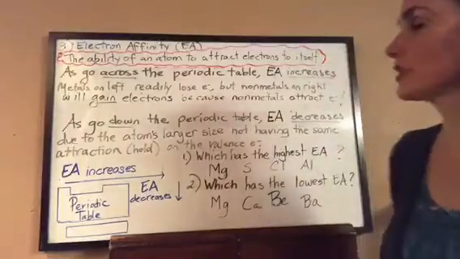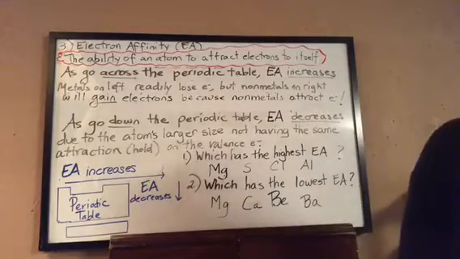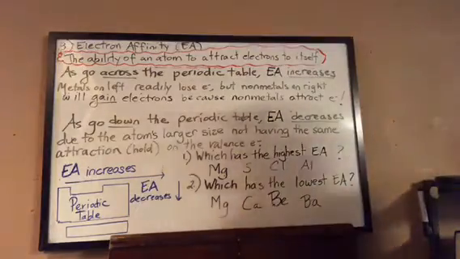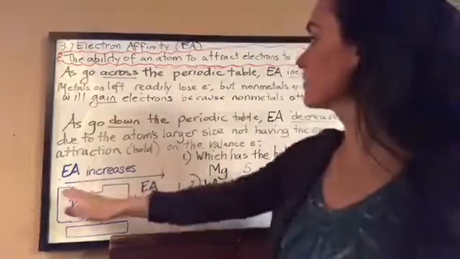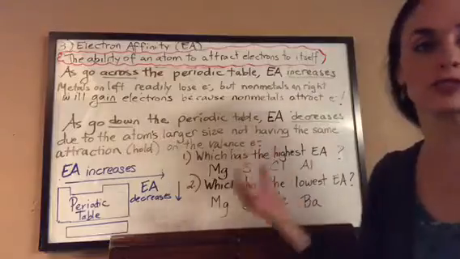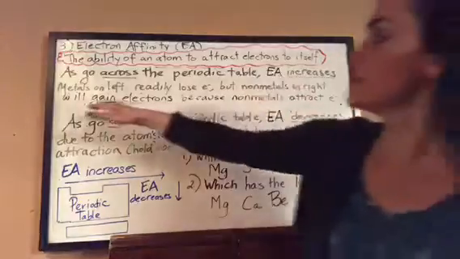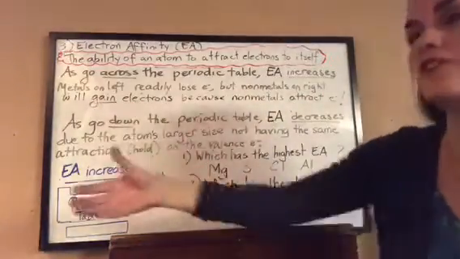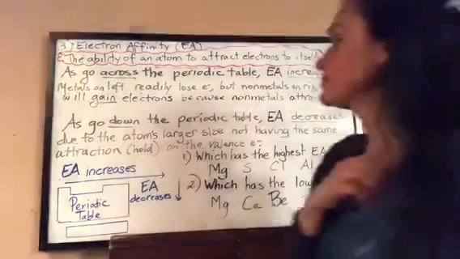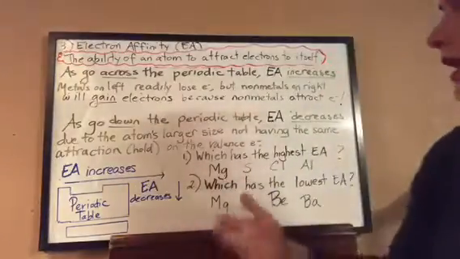So the trend for electron affinity is the same exact trend as ionization energy. It follows the same trend. As we go across the periodic table, electron affinity increases. Remember, the metals on the left want to lose electrons, but the nonmetals on the right want to gain electrons. Electrons are attracted to the nonmetals. So the nonmetals on the right have a tendency to gain electrons, have an affinity towards electrons because the nonmetals attract electrons. As we go down the periodic table, electron affinity decreases, again, due to the atom's larger size.